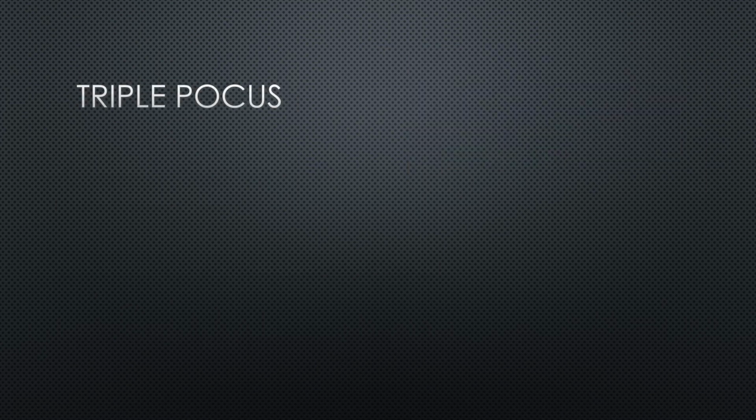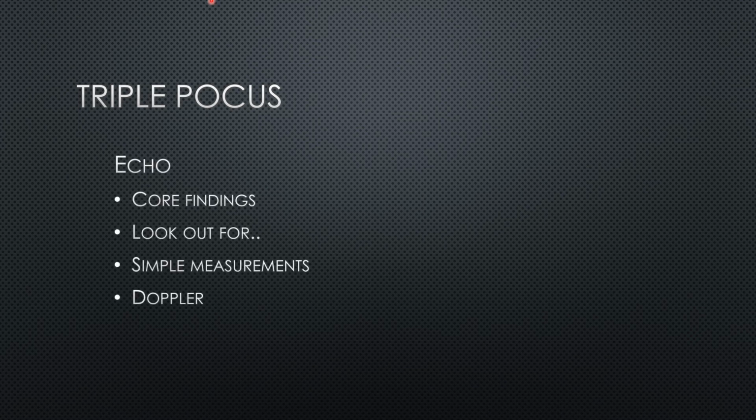Okay, so let's summarize triple PoCUS. So first, echo. So we've got the core findings of RV dilation, septal flattening, and a plethoric IVC. There's a couple of things to keep an eye out for. So a visible clot and McConnell sign. There's a couple of simple measurements that you can do. So RV wall thickness and TAPSE. And then optional advanced Doppler measurements. So pulmonary artery pressure and early systolic notching.